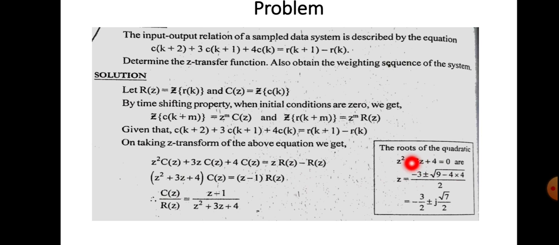It is a second order equation, so you can find the roots by using minus b plus or minus root of b square minus 4ac, all by 2a. Here a is 1, b is 3, c is 4. You can directly substitute in the equation and you will get z equal to minus 3 by 2 plus or minus j root 7 by 2. That means the roots are complex conjugate pairs.